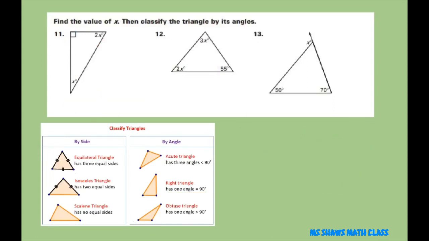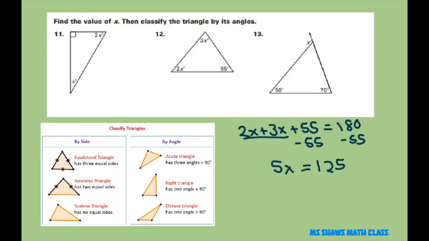Now 12, we're going to do the same thing. We're going to have 2x plus 3x plus 55 equals 180. Subtract 55 from both sides. And 180 minus 55 is, make sure I do it right, 125. So you have 5x, I added those two, equals 125. Divide both sides by 5, and you get x equals 25.